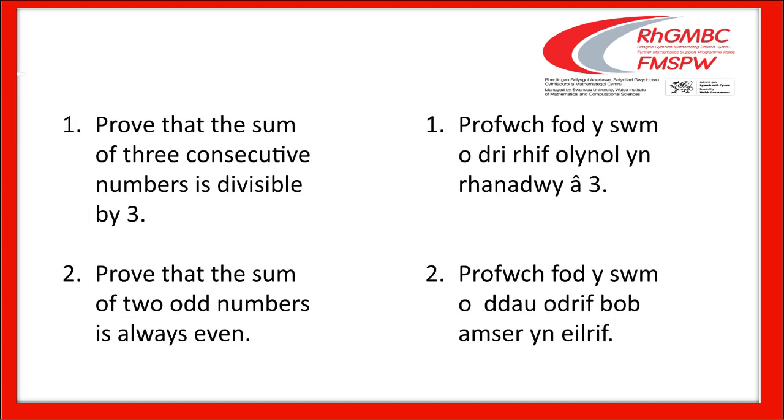Now, these two questions here, they are both examples of a proof by deduction. Question 1: prove that the sum of three consecutive numbers is divisible by 3, and the second one: prove that the sum of two odd numbers is always even. Now the second one, really and truly, we should as teachers be getting you as students to prove odd and even numbers back in about year 8, year 9. And if we do that, then these become much, much easier. Now, in terms of the solutions of these, what we have is as follows.